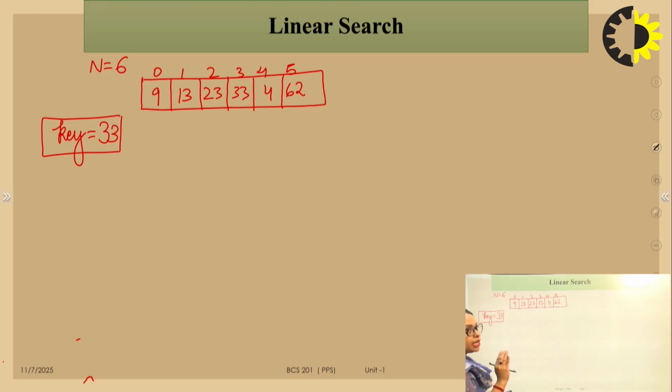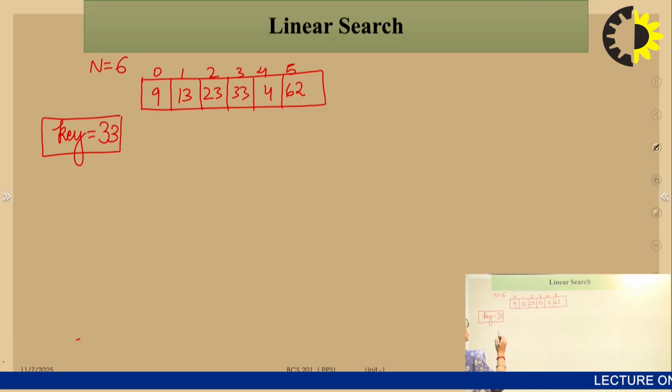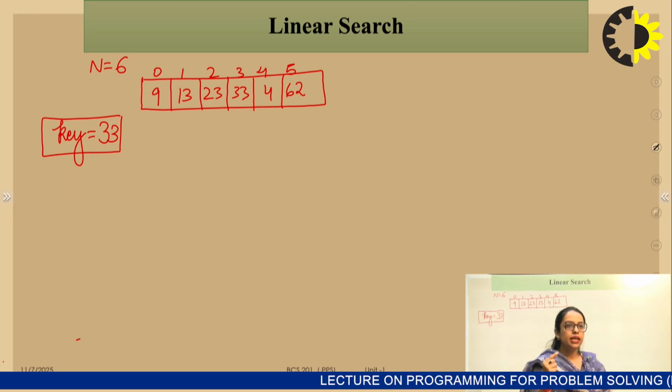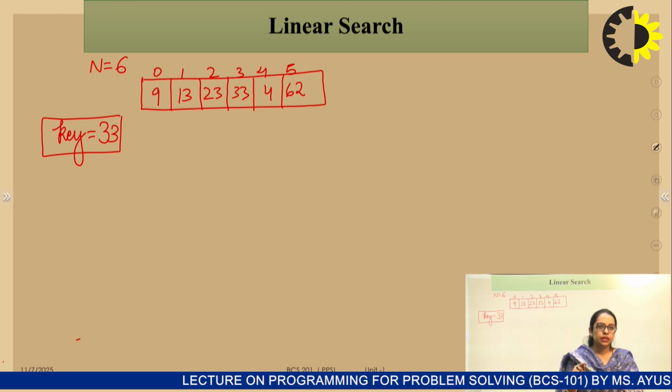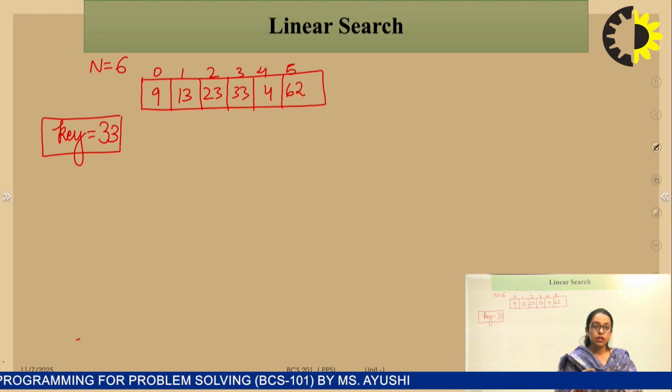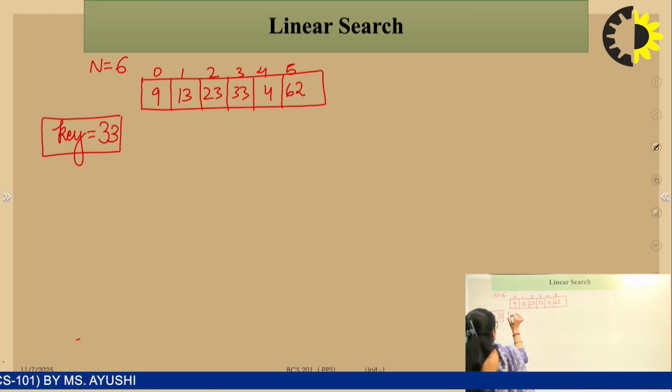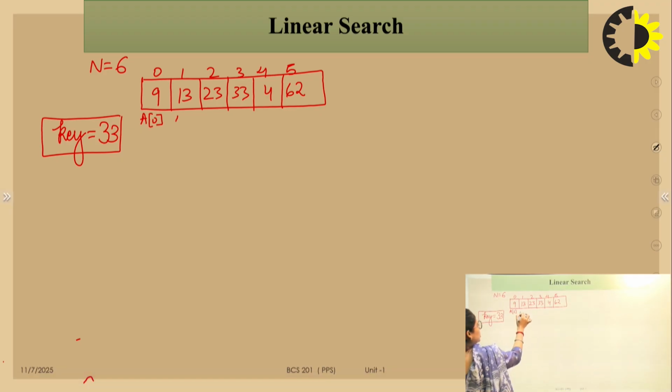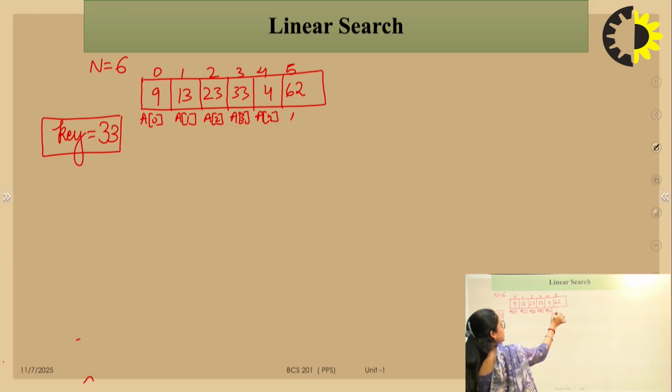Now we have a parameter, a dedicated value over which we want to perform searching. So how is this linear search going to happen? We are going to compare each and every element of the array with 33, the key element. With every comparison, we get to know whether we have found our element or not. The first element is identified as A0, the second as A1, the third as A2, A3, A4 and A5.